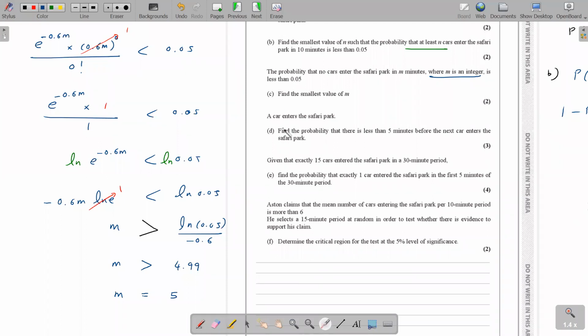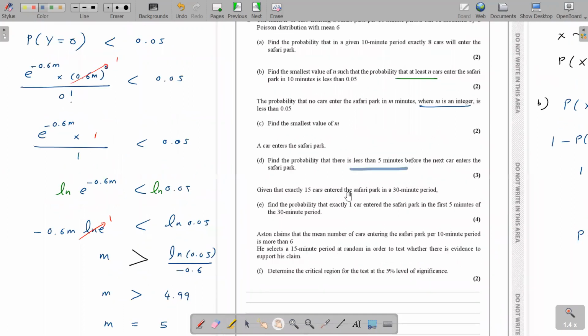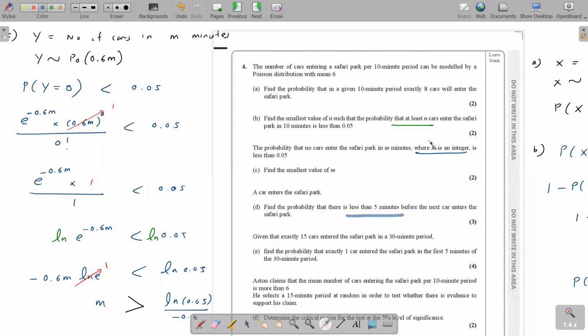Now in part B, they say a car enters a safari park. Find the probability that there is less than 5 minutes before the next car enters a safari park. Okay, again, did you notice in the previous question they said less than 10 minutes? It was a 10-minute period, right? So here, when they say less than 5 minutes, the first thing in Poisson, it's really important before you do anything else, is to identify your interval, because you have to define your variable according to the interval.